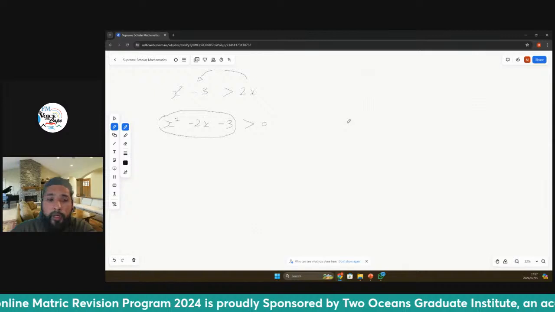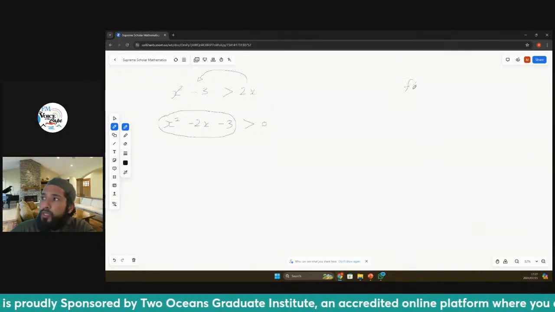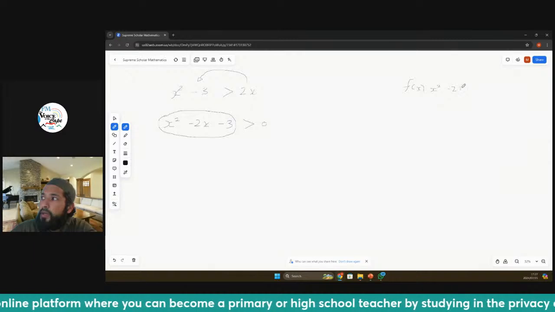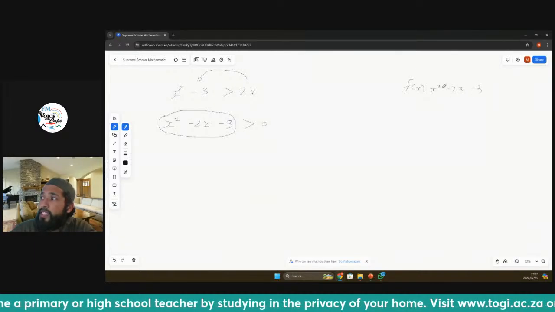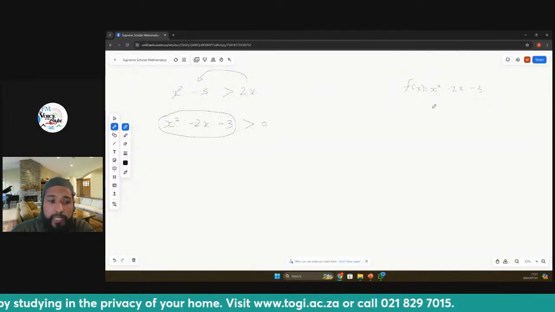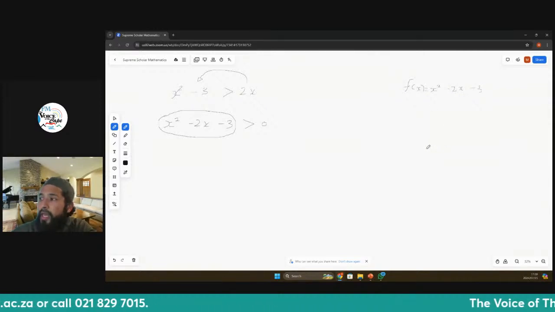And if you remember from graphs, just to remind you, if I have a graph f of x is equal to x squared minus 2x minus 3, that's actually a quadratic equation. A quadratic equation can be represented as a parabola, or a parabolic graph. And if you remember, a parabola looks like this.